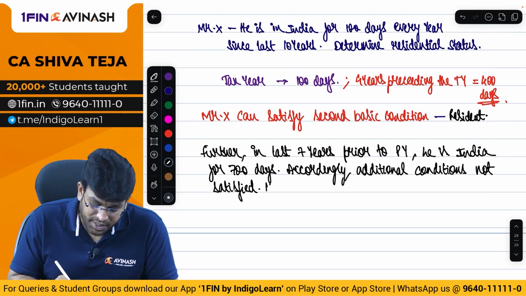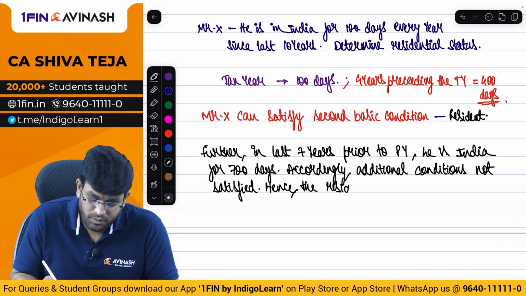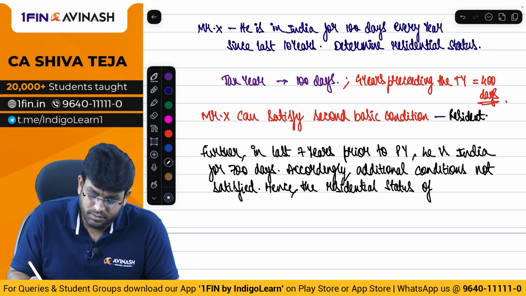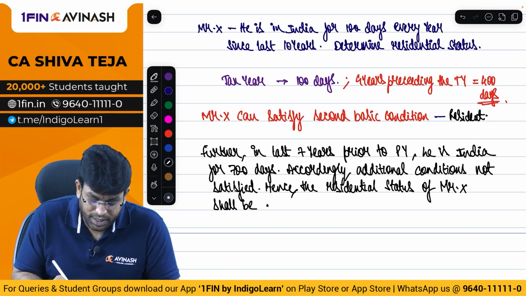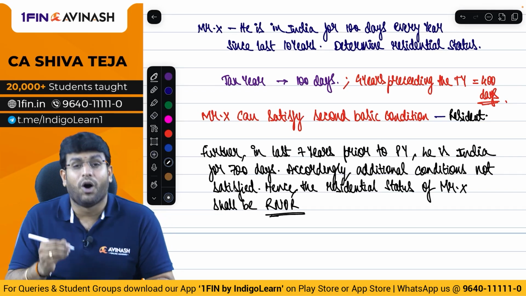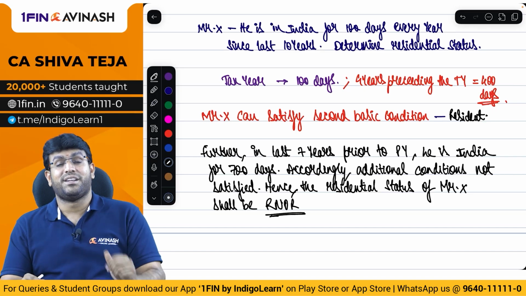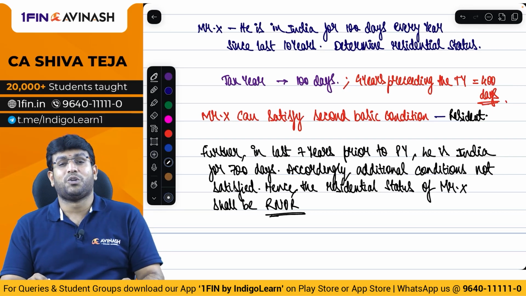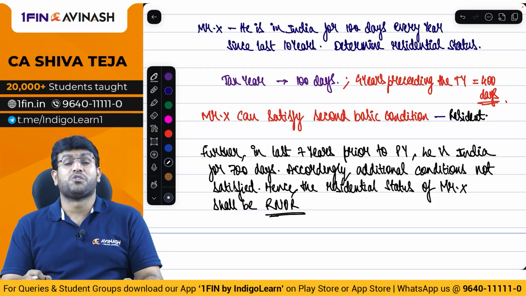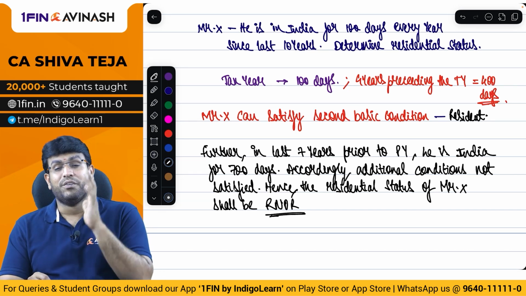Accordingly, additional conditions are not satisfied. Hence, the residential status of Mr. X shall be resident but not ordinarily resident. Resident but not ordinarily resident. So that's the story of this very, very interesting concept which clearly talks about the provisions of, my dear friends, residential status of an individual.